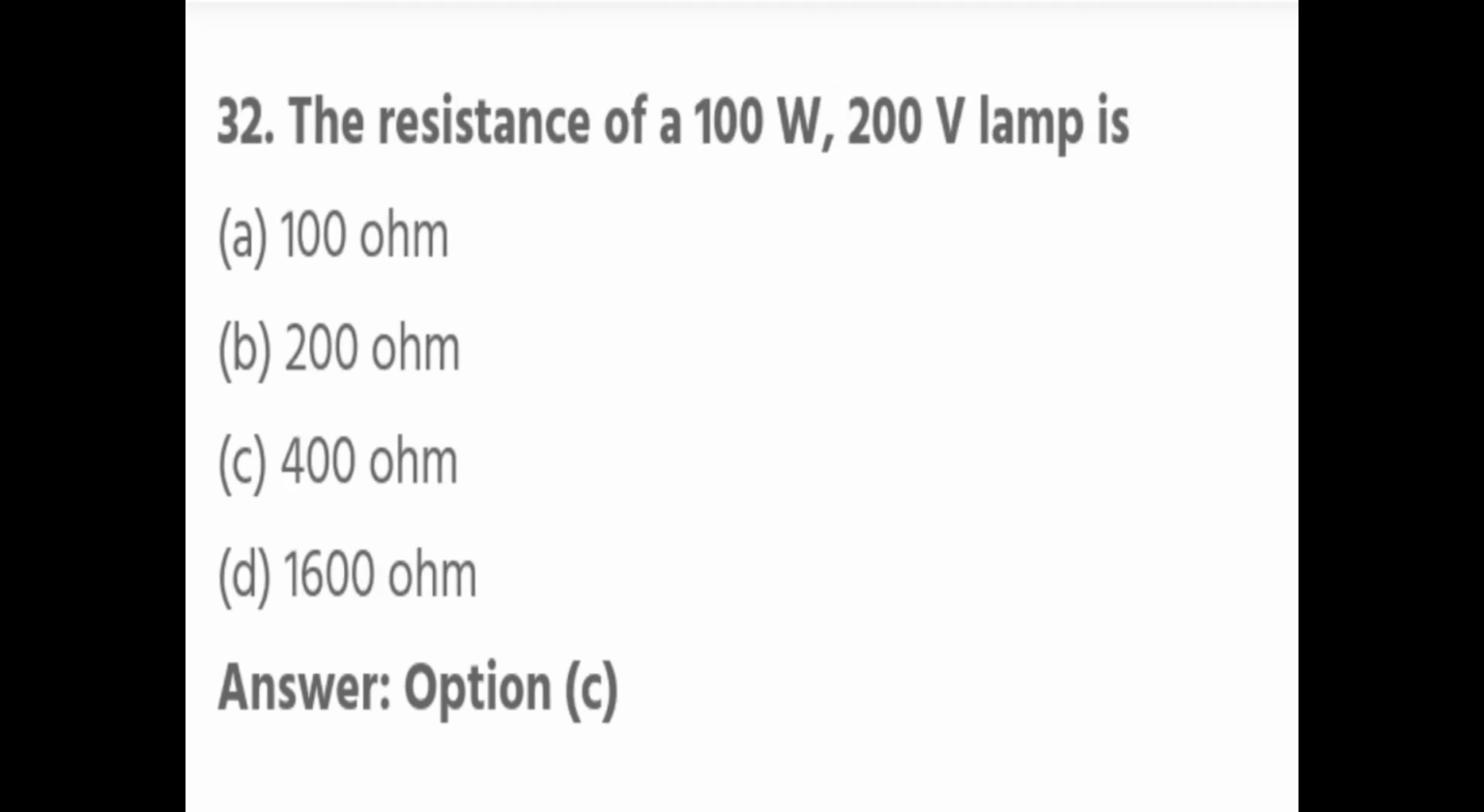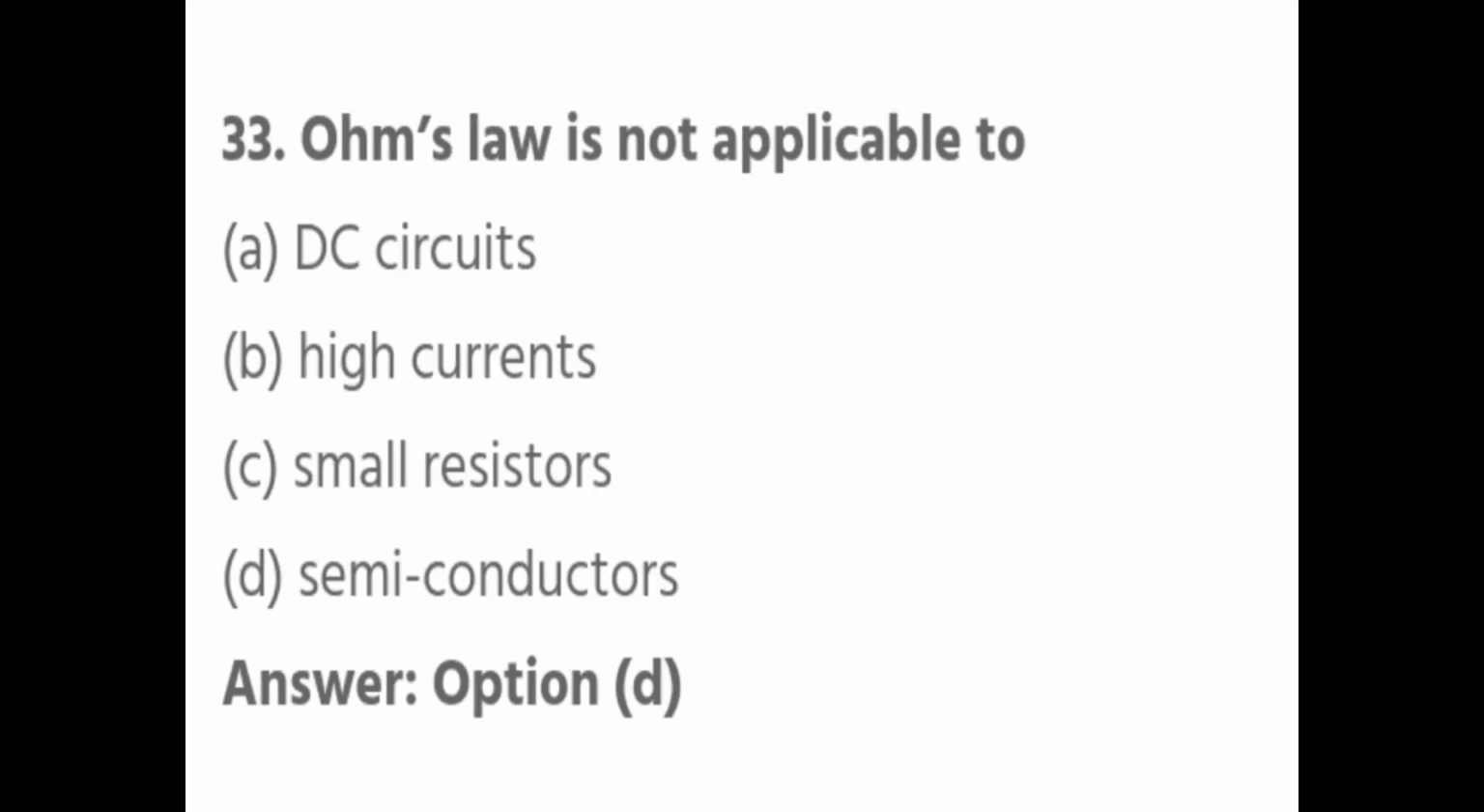Next question is, the resistance of a 100 watt 200 volt lamp is 100 ohm, 200 ohm, 400 ohm, or 1600 ohm. So option C is correct, that is 400 ohm. The resistance of a 100 watt 200 volt lamp is 400 ohm. Then next question is, Ohm's law is not applicable to DC circuits, high currents, small resistors, semiconductors. So option D is correct, that is semiconductors. Means Ohm's law is not applicable to semiconductors.